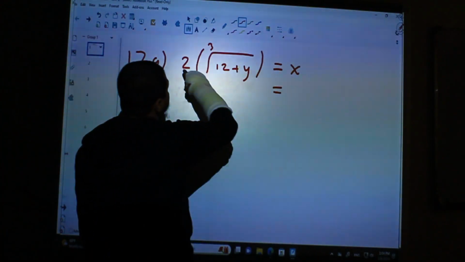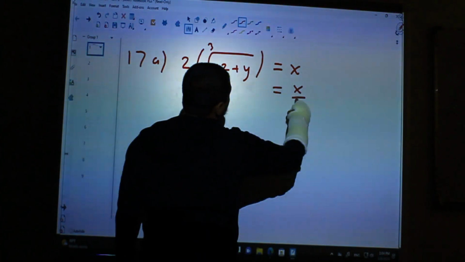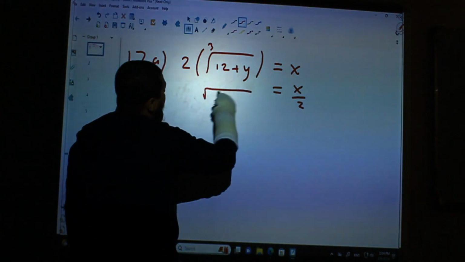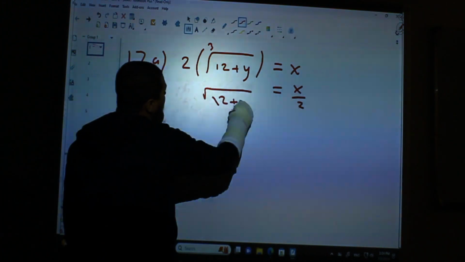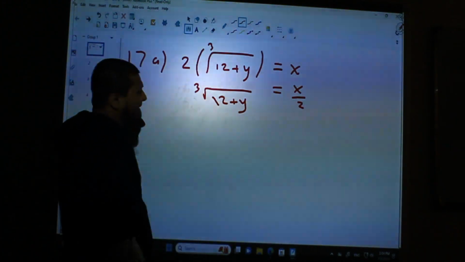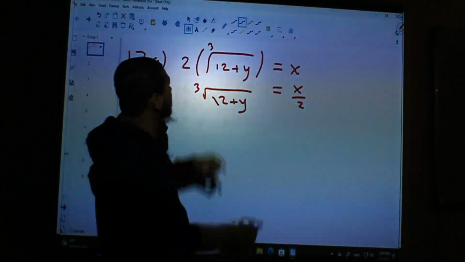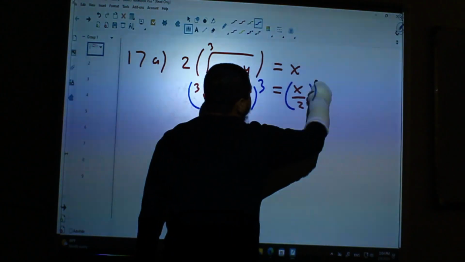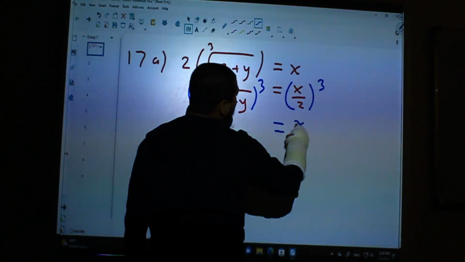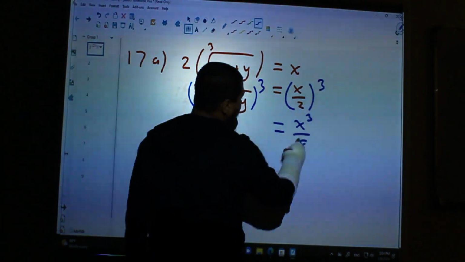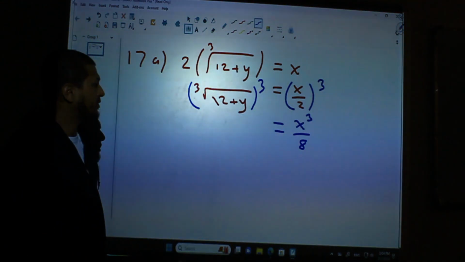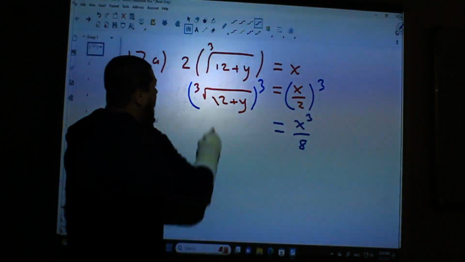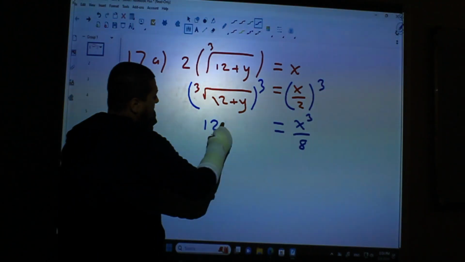So if you divide both sides by 2, we will be left with the cube root of 12 plus y. Now because it's a cube root, we need to cube both sides. So if we cube both sides, we should get x cubed over 8 on this side, because 2 cubed is 8, and because we are cubing a cube root, we just get 12 plus y.